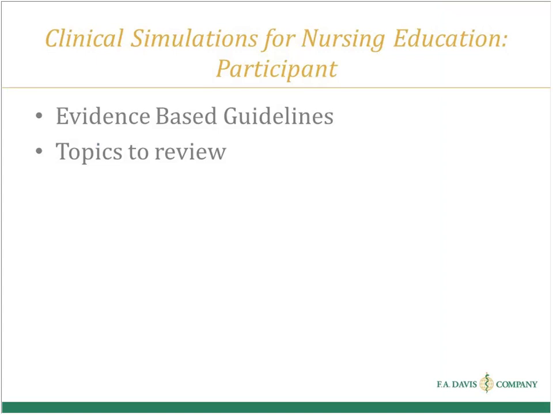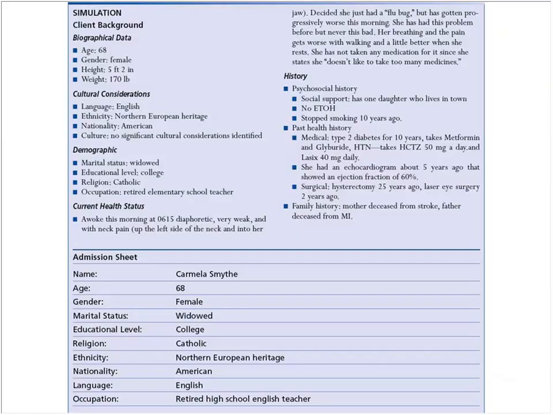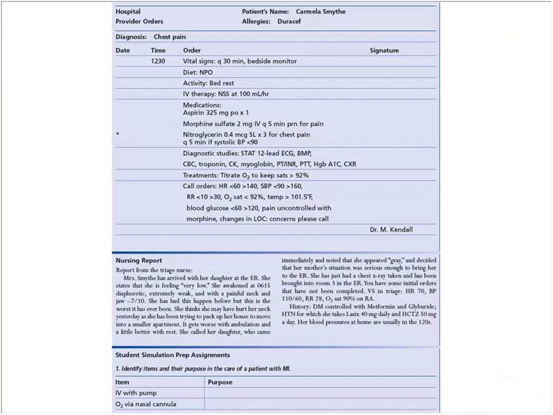Then we provide also for participants evidence-based guidelines that they might want to review, as well as topics that we think they should review, more general topics that they should review before they go into the simulation itself. And then in the printed participant volume, because this was developed before we were in partnership with EHR Tutor, we also provide client background, admission sheet, hospital provider orders, and the nursing report. And this is what these pages look like in the printed book. Fortunately, we now have all of this information contained in charts in EHR Tutor, which is so much more user-friendly and more realistic for use by participants.